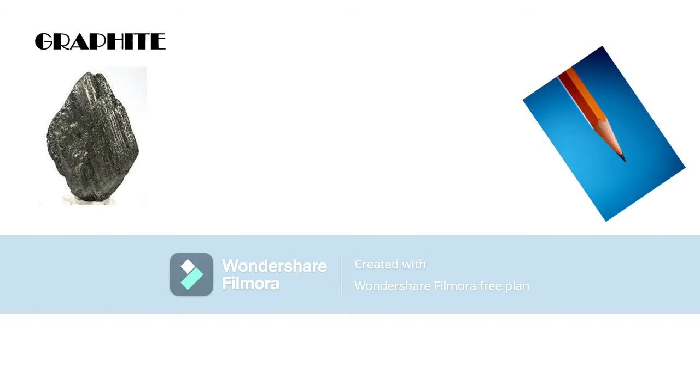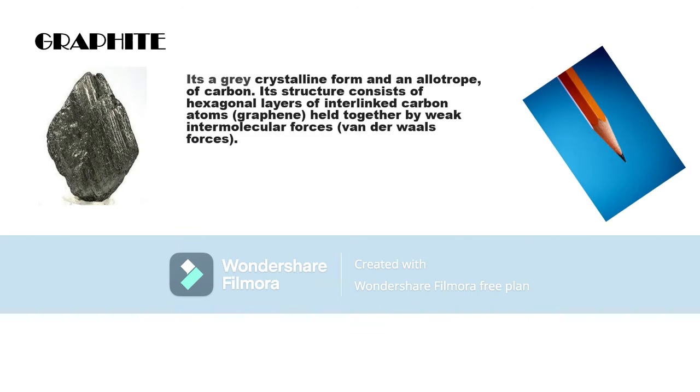The first allotrope of carbon I'm going to talk about is graphite. Graphite is gray in color and it has a crystalline form. Its structure consists of hexagonal layers of interlinked carbon atoms, which are known as graphene, held together by weak intermolecular forces, which are van der Waals forces.